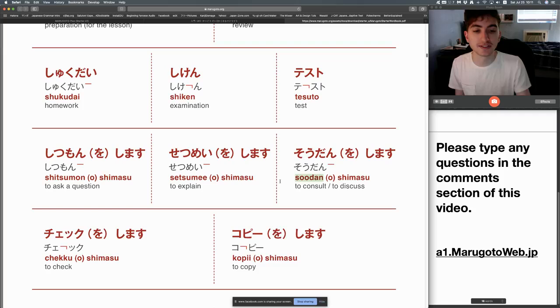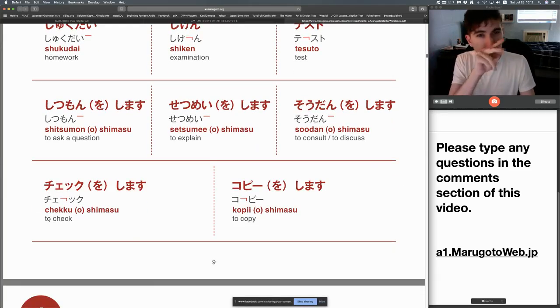相談 is a discussion or a consultation. 相談をします。Or 相談します。Usually if you're going to see your professor during office hours, or if you have a question after class and you want to have a consult or a discussion with your professor, that is a good time to use this word. 相談をします。あ、先生、相談、できますか? Can we have a discussion?